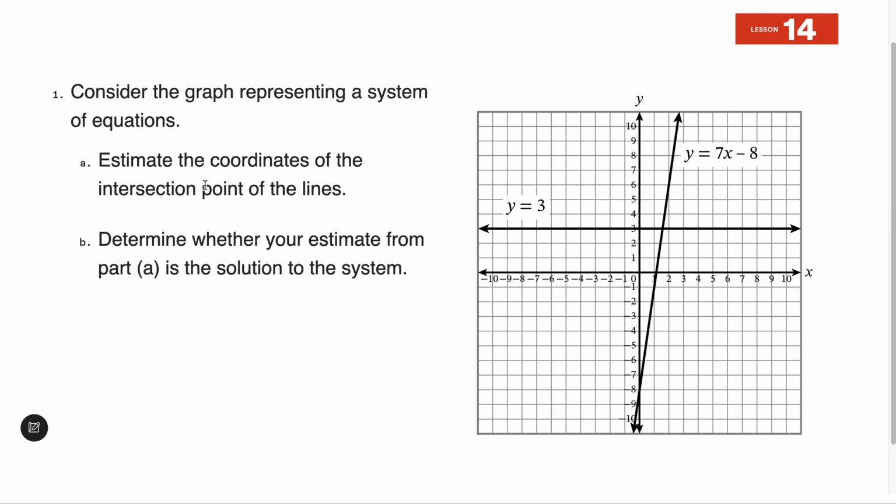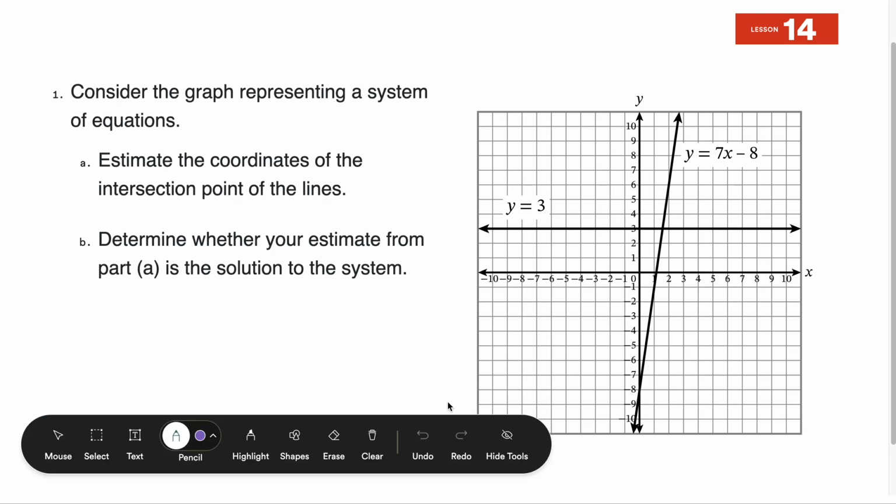In part A, we're being asked to estimate the coordinates of the point of intersection of the lines. So take a moment, take a look at this point of intersection. What do you think this point is? Where are these graphs meeting? And then just like we were doing before, part B says to determine whether your estimate from part A is a solution to the system. So pause, take a moment, see if you can think about those two things.